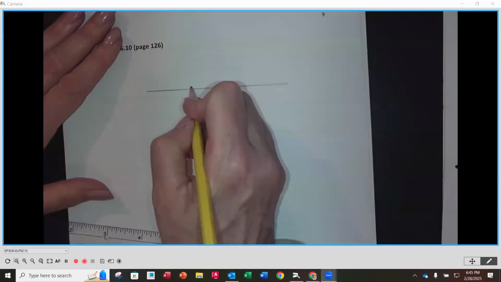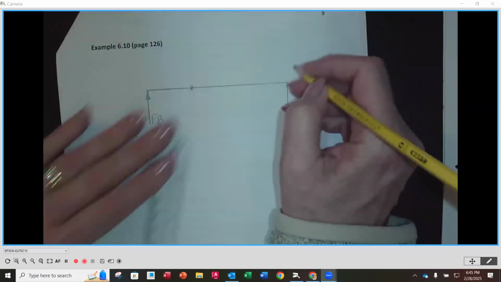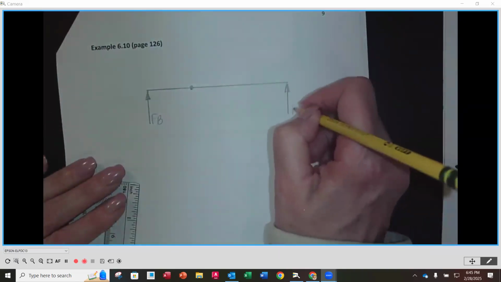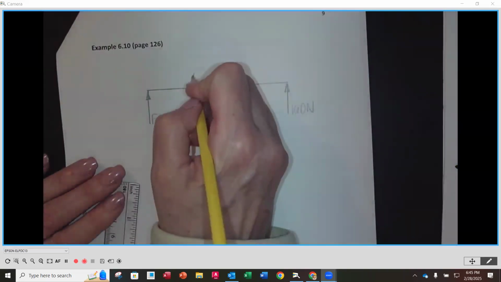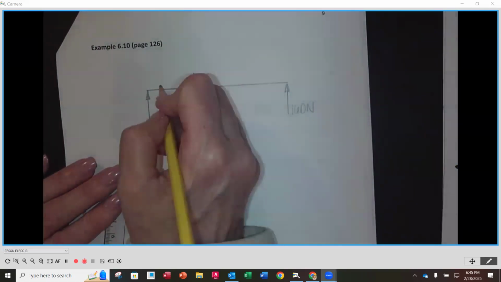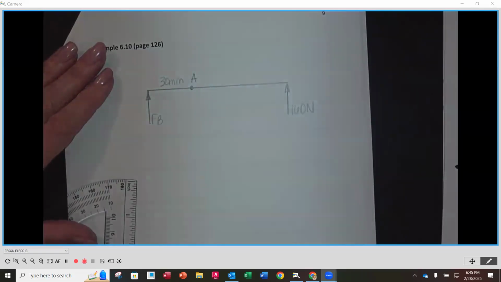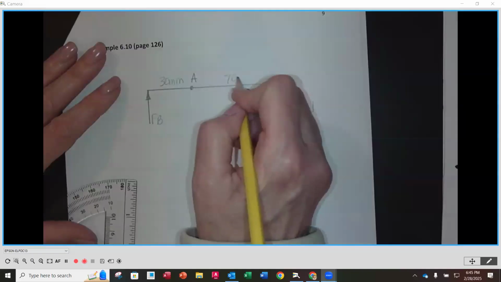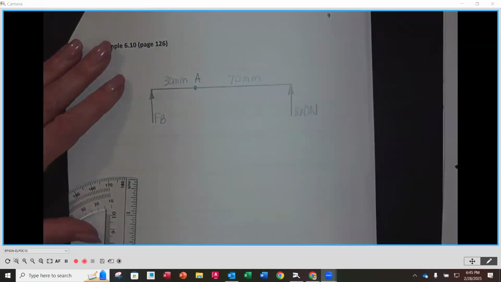And then that way they'll be in line with A. So A is going to be right about here. We are going to show FB, which is going to be the force on the bolt. And then the 160 newtons is going to be all the way out there. And then this is going to be A. We have 30 millimeters from A to the front, and then we have 70 millimeters from A to the application of that force.